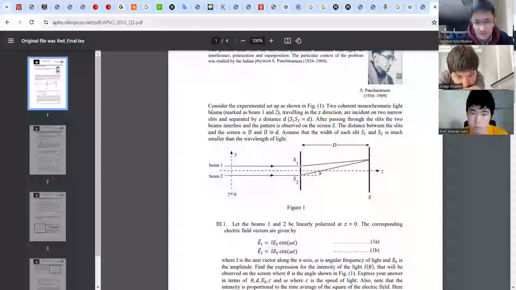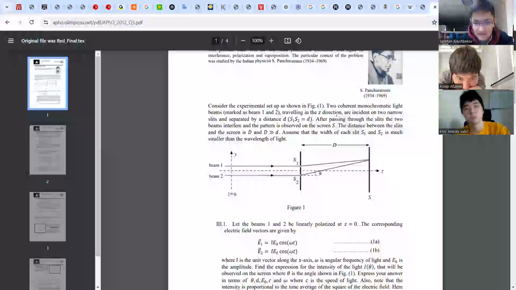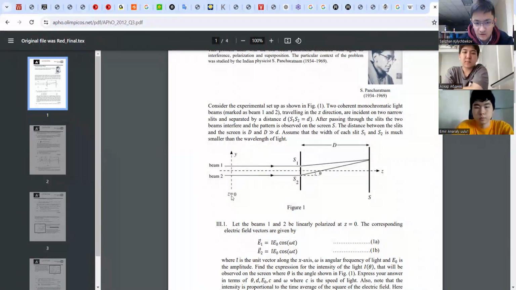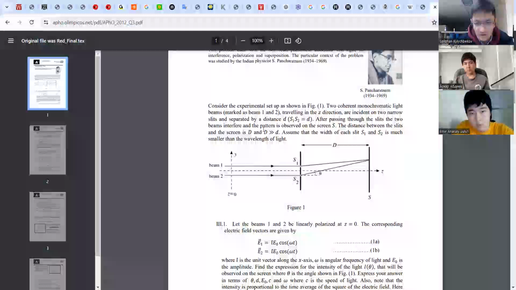Лазер обычно beams деп немалат, пучок света, да? Marked as beam 1 and beam 2 traveling in the z direction. Мол position z is equal to 0, да? Мол position z любой value. After on two narrow slits separated by distance d, mol slit distance d, after passing through the slits, the two beams interfere and the pattern is observed on the screen S. The distance between the slits and the screen is D. D is much bigger than d. Interference and condition that it's given.